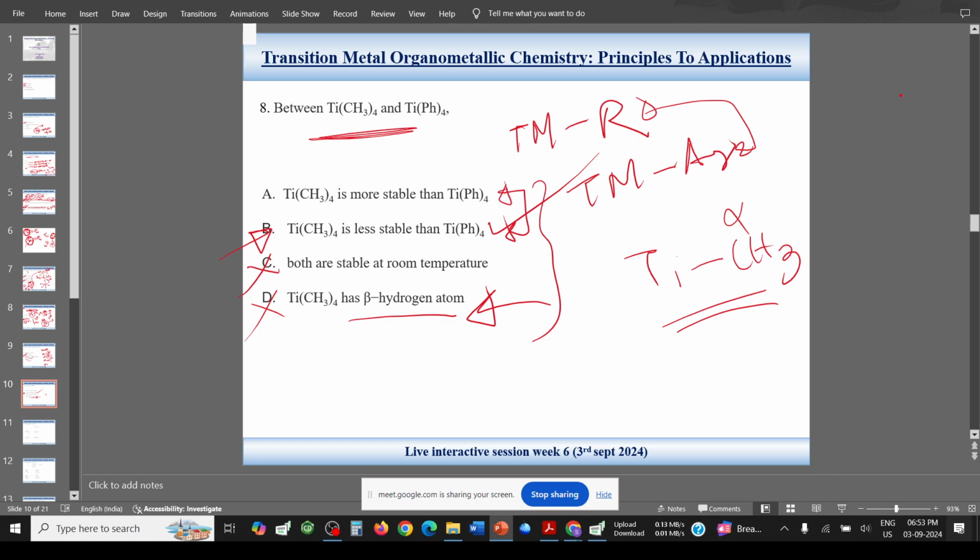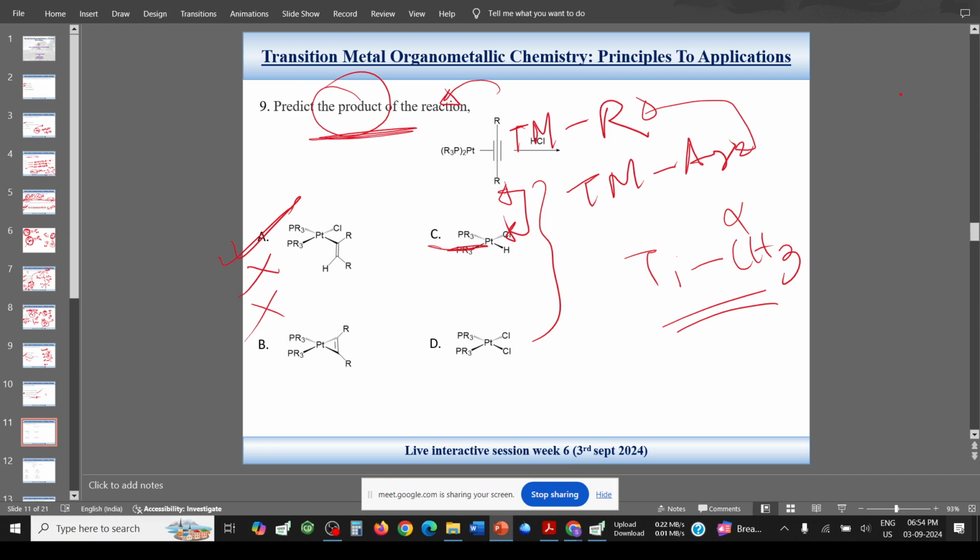So here, because of the pi star orbital in the phenyl group, as I discussed in the last question, back donation is more possible here, which is not possible in CH3. So titanium CH3 is much less stable compared to titanium phenyl. Yes, option B is the correct answer. The next question is question 9.